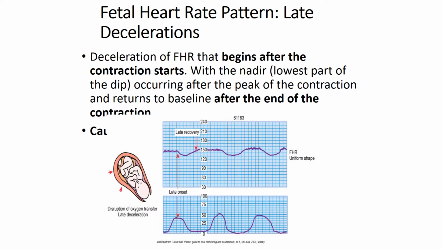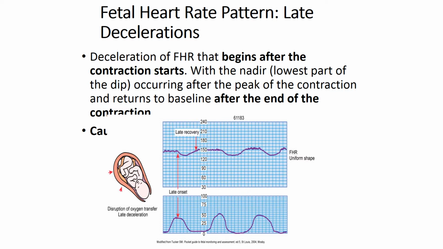Okay, as we look at this next tracing, we're looking at late deceleration. So a late deceleration is the deceleration of the fetal heart rate that begins after the contraction starts, with the nadir, or the lowest part of the deceleration, occurring after the peak of the contraction, and it returns to baseline after the end of the contraction.